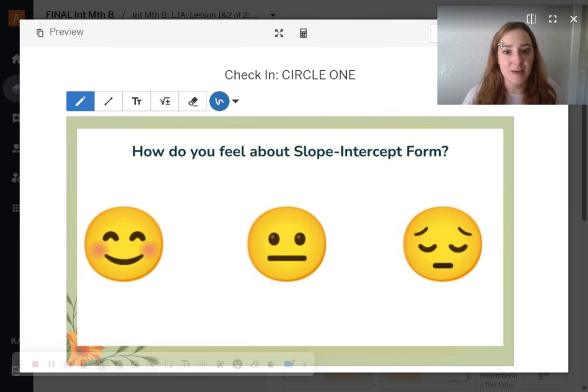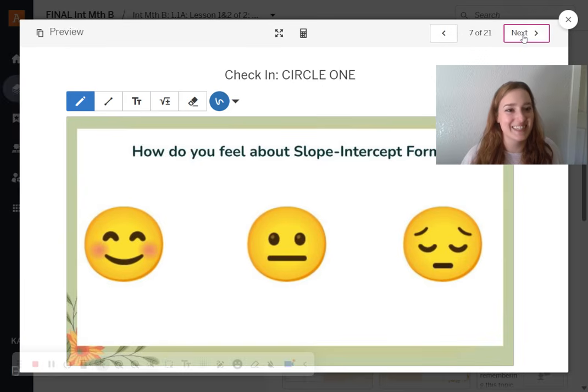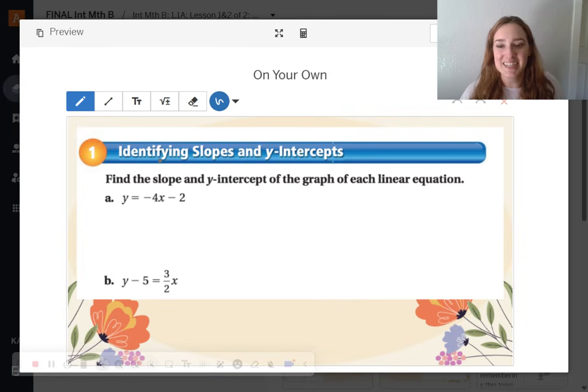Slide 7, let me know, how do you feel? How are you feeling right now about slope-intercept form, about this review? Circle your answer on slide 7. All right, slide 8, I want you to try this on your own. Identify the slope and the y-intercept of the graph. This is not a graph. Identify the slope and the y-intercept of these two equations. Pause this video, try this on your own, and then we will go over it in just a moment.